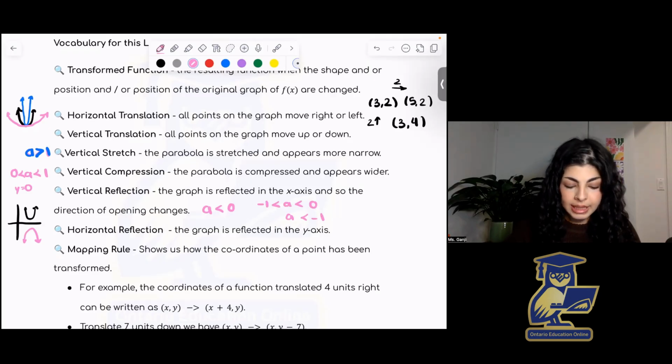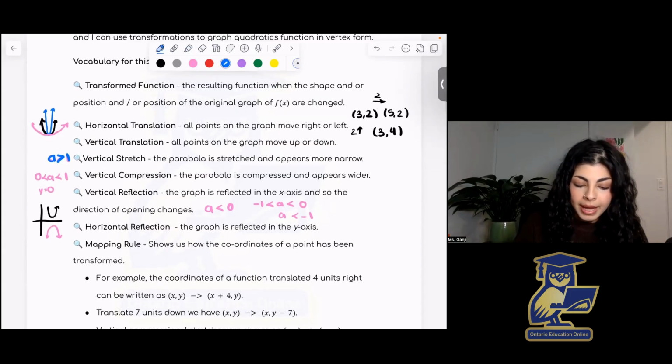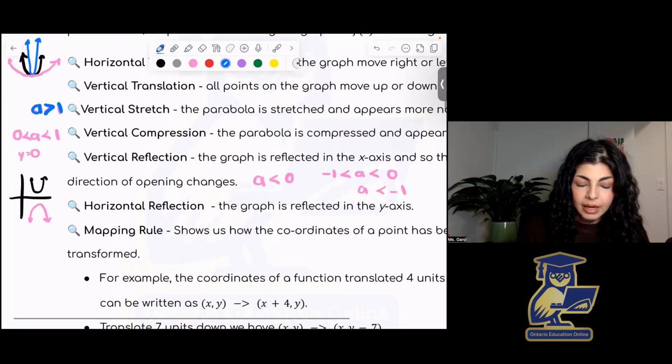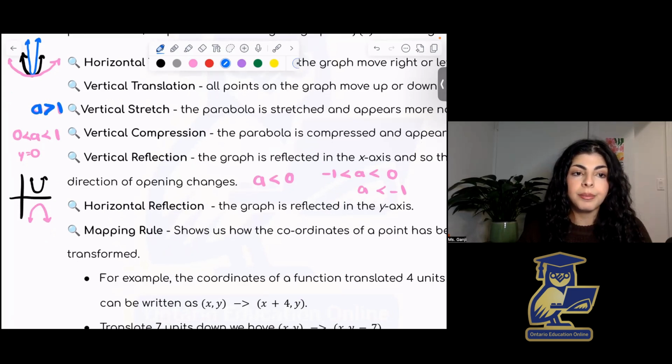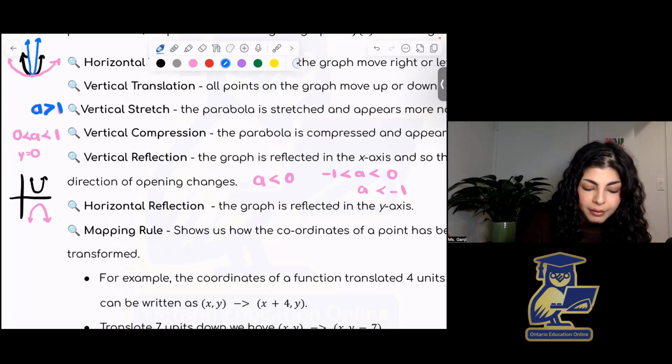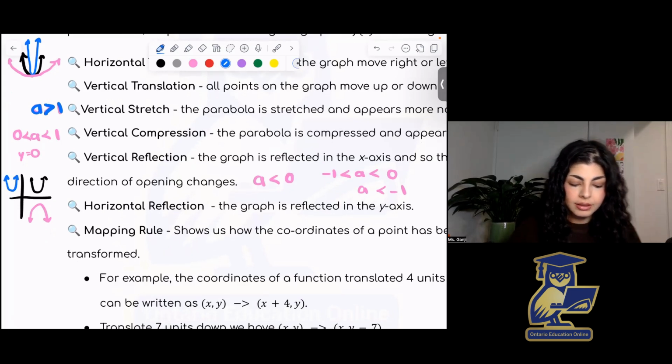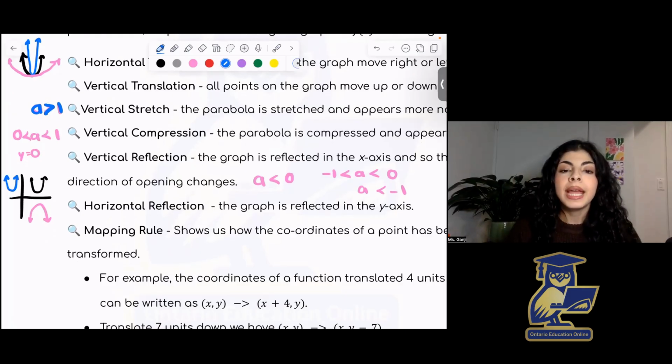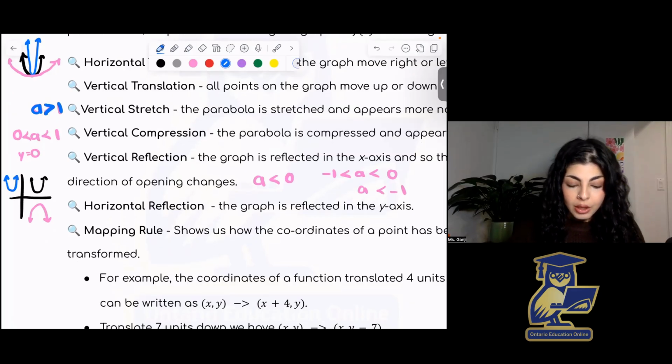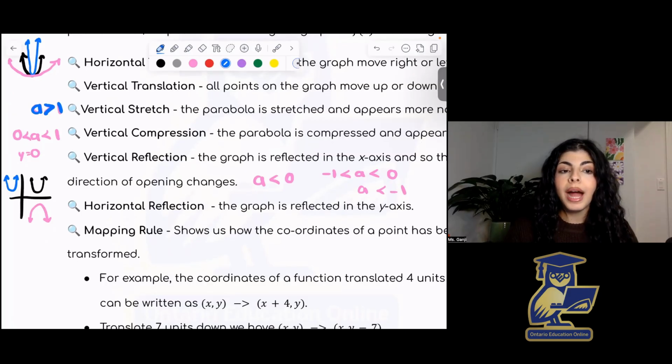Again, you're not going to really see this a lot, but we can also reflect. I'm going to look at that same black function that I had. And if I reflect this in the y-axis, something like that, then I can see that my direction of opening has not changed, but now my input values are going to be different. So in the vertical reflection, you have that your output values are different, but the x value has not changed.